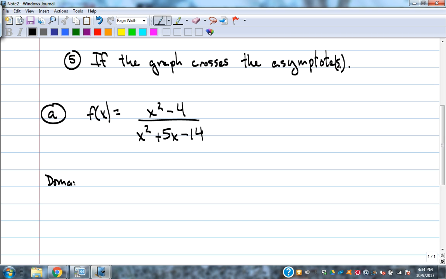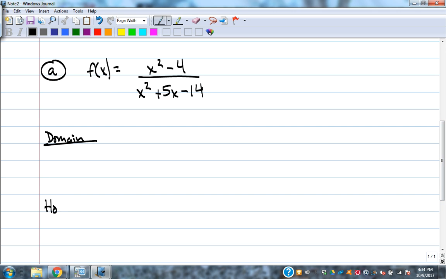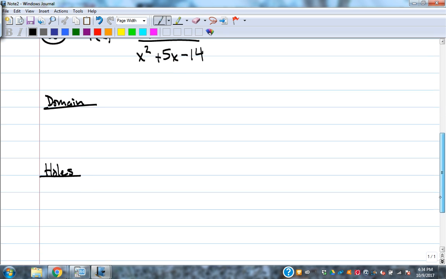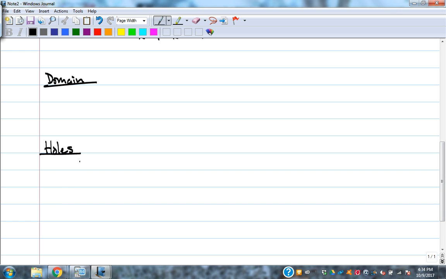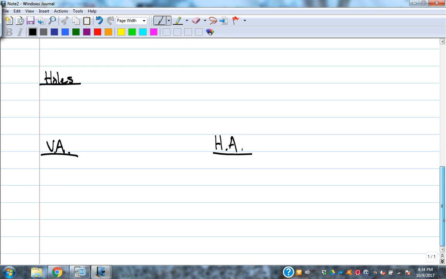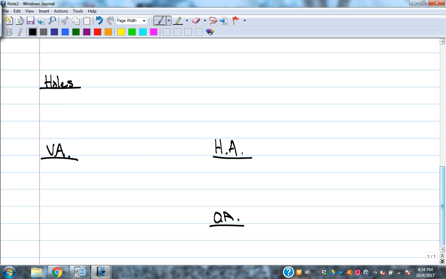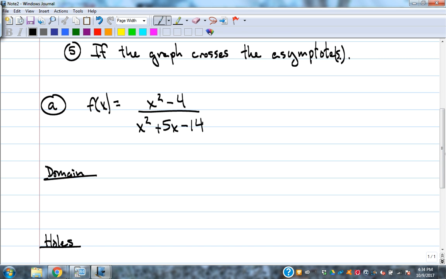Again, domain, holes, vertical asymptotes, horizontal asymptotes, bless you, and oblique asymptotes. And then we'll answer the question, does it cross? Okay? So first thing we do, what? Yeah, break down the denominator by factoring if possible.